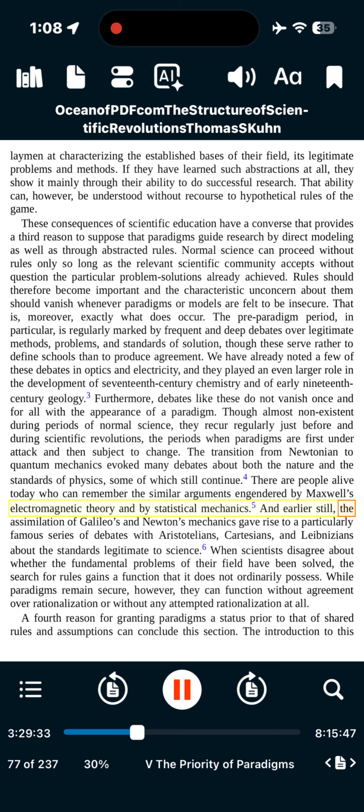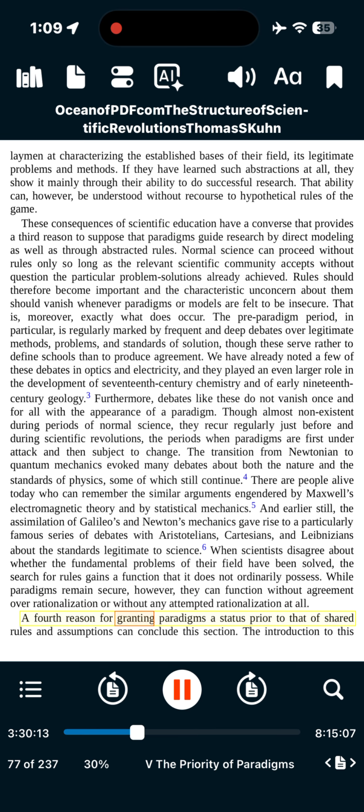The assimilation of Galileo's and Newton's mechanics gave rise to a particularly famous series of debates with Aristotelians, Cartesians, and Leibnizians about the standards legitimate to science. When scientists disagree about whether the fundamental problems of their field have been solved, the search for rules gains a function that it does not ordinarily possess. While paradigms remain secure, however, they can function without agreement over rationalization or without any attempted rationalization at all.